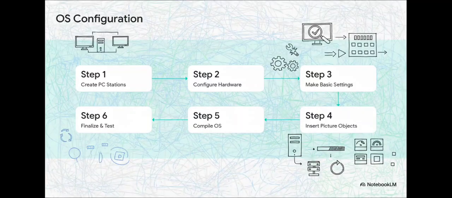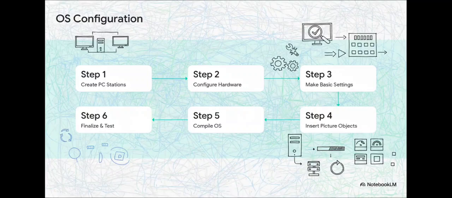Parallel to that, you have the operator system configuration track. You create those PC stations we talked about earlier, configure that specific hardware, make your basic WinCC settings, insert your picture objects, and then execute an incredibly important step, compiling the OS. Only after that do you move to final testing.